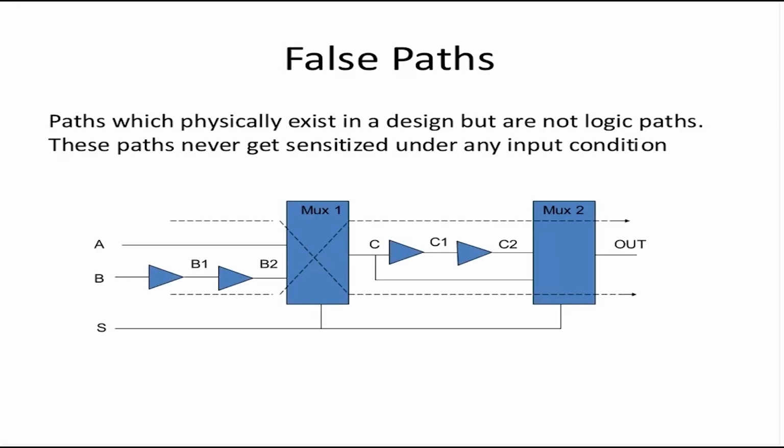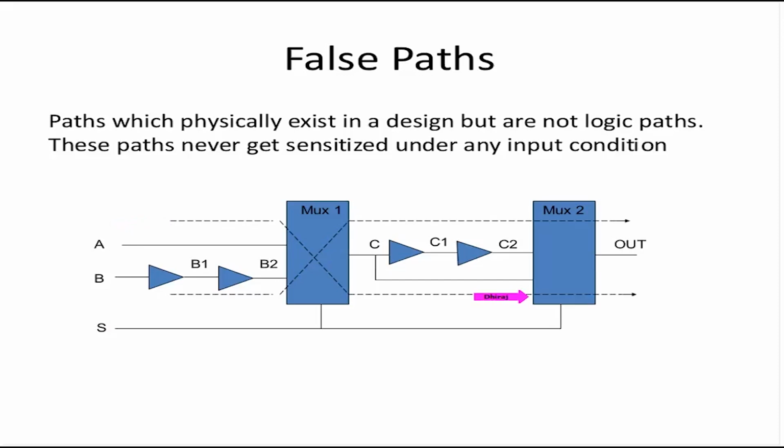Let's see one example. Let's say you have two muxes here. Both are controlled by the same select pin. If select is 0, A will be passed on, and here C will be passed on to the output. If select is 1, B will be passed on to C, and again C will be passed on. There are two branches of C. One is going through a buffer, the other is going directly. It will be passed on to the output. Now see this path, the path starting from A and going to this branch.